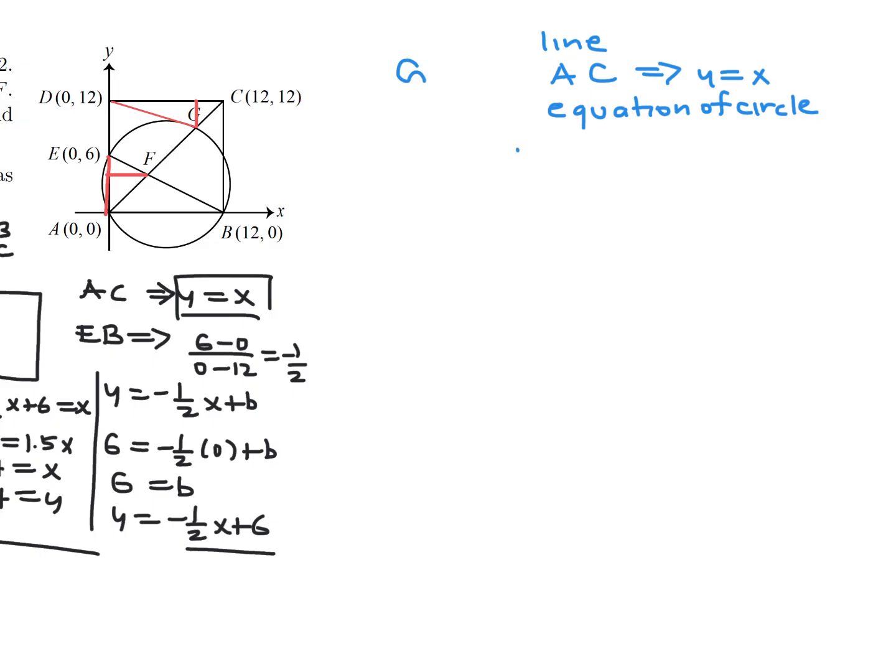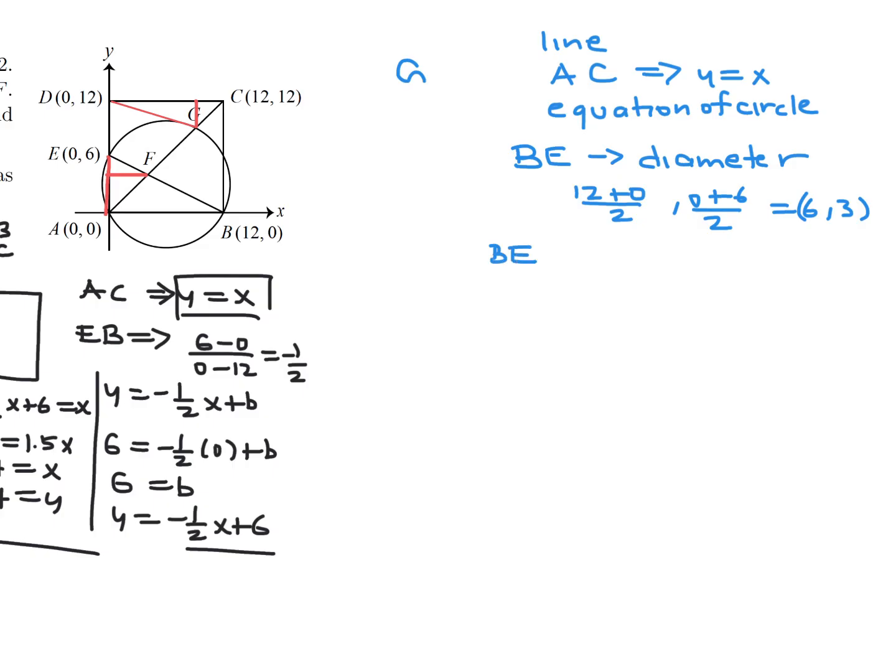Yeah. So BE is the diameter. So the midpoint of that would be the circle's center. So that midpoint is just 12 plus 0 divided by 2, and then 0 plus 6 divided by 2. So that's just 6, 3. Okay, that's very, very important. And I think we have to figure out the radius. So since BE is the diameter, we need to figure out its length. So BE squared is going to be, using Pythagoras, 6 squared plus 12 squared.